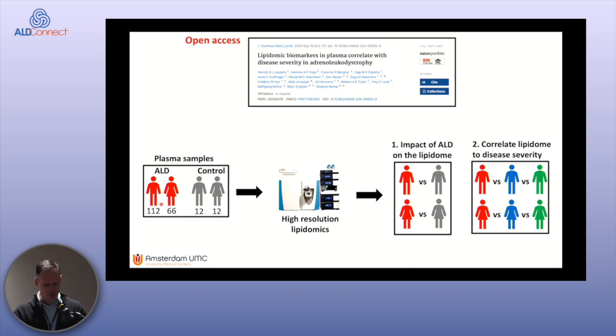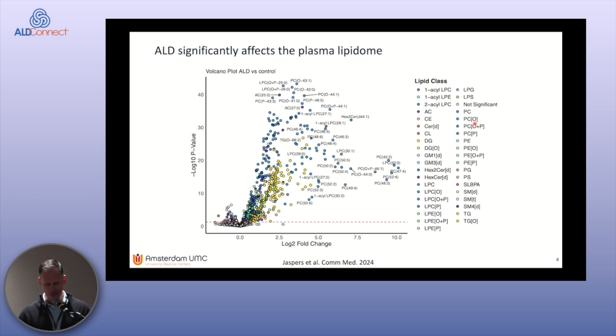So the setup of this study was as follows. We collected blood spot samples from male and female ALD patients and healthy controls. We performed high-resolution lipidomics on these samples, and then we had two goals. The first goal was to characterize the impact of ALD on the lipidome in general, and our second goal was to correlate the lipidome to disease severity.